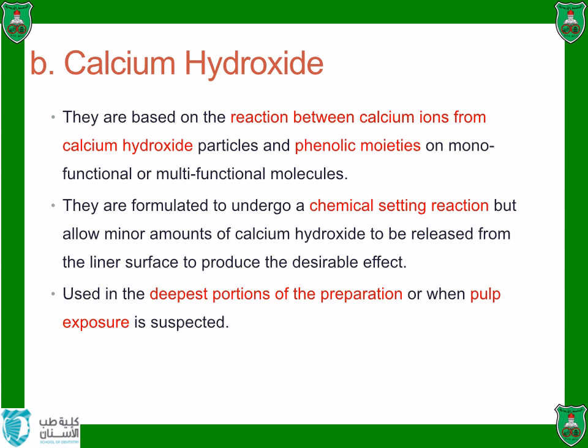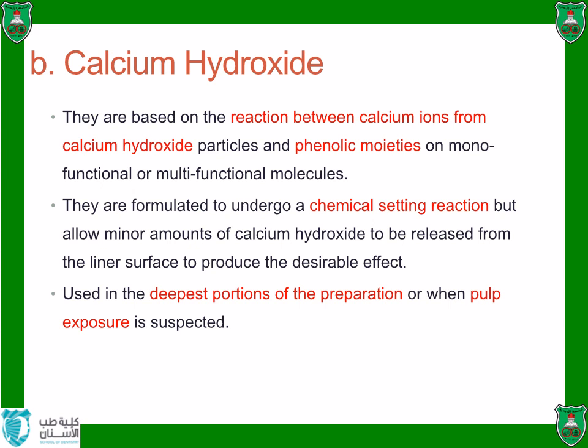Now the second lining material we will speak about is calcium hydroxide, and this is a very common material to use. Those materials are based on the reaction between calcium ions from calcium hydroxide particles with a phenolic moiety. It's the same or very close to eugenol, so it's a compound that has a phenol group. They are formulated to undergo a chemical setting reaction. The same, it's an acid-base reaction, and this will lead to a minor amount of calcium hydroxide to be released from the liner, exactly in the same way that eugenol has set. The same reaction happens with calcium hydroxide.